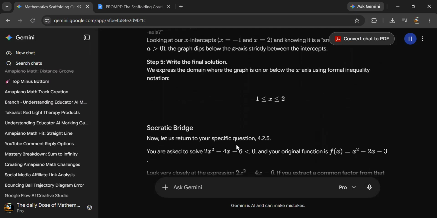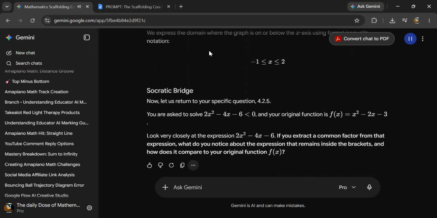Socratic bridge. Now, let us return to your specific question, 4.2.5. You are asked to solve 2x² - 4x - 6 less than 0, and your original function is f(x) = x² - 2x - 3. Look very closely at the expression 2x² - 4x - 6. If you extract a common factor from that expression, what do you notice about the expression that remains inside the brackets, and how does it compare to your original function f(x)?